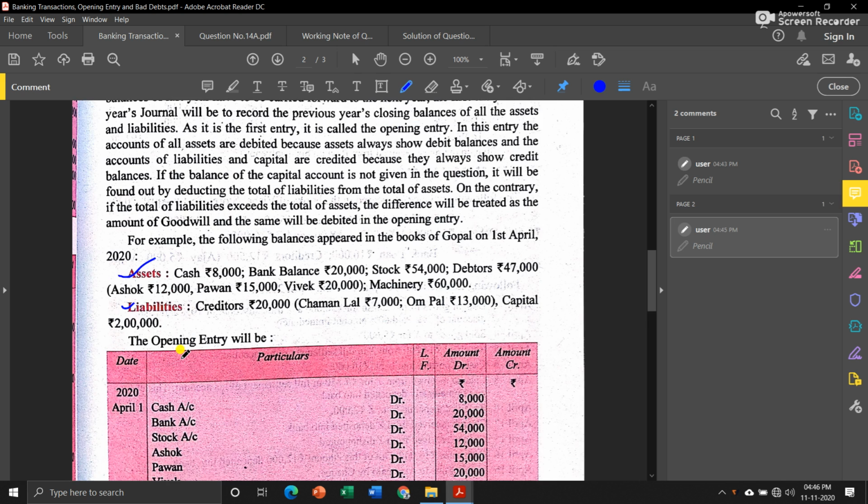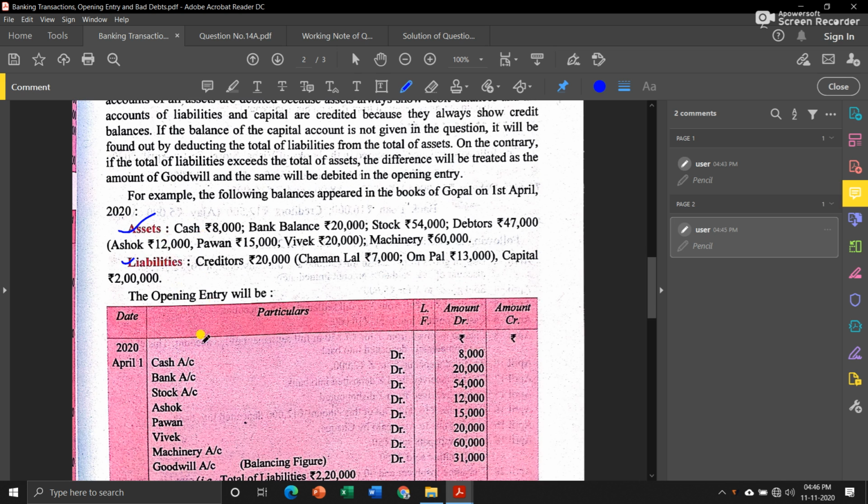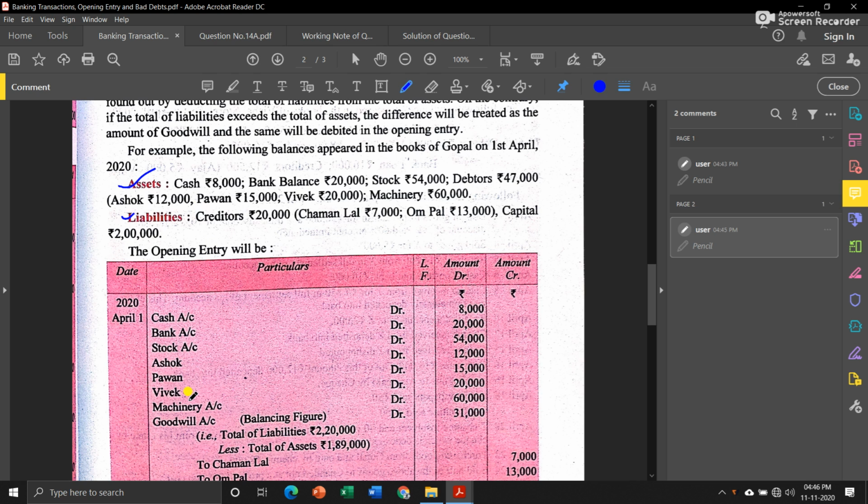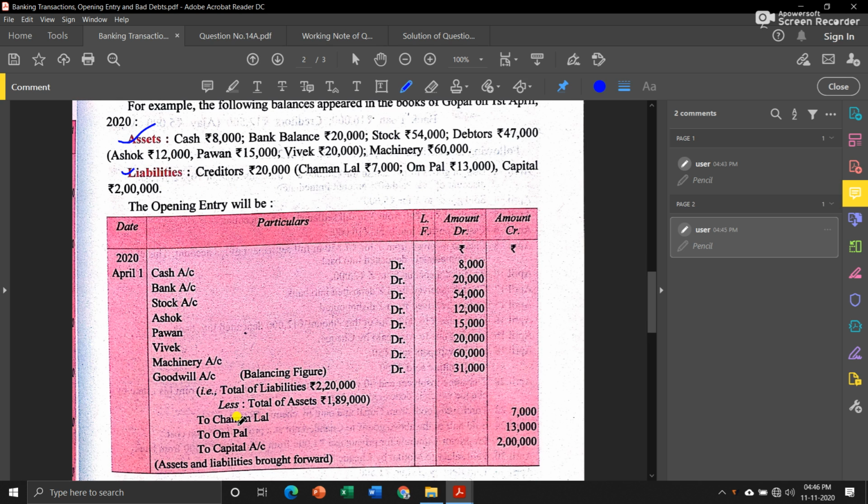Now, all the asset accounts like cash, bank, stock, Ashok, Pawan, Vivek, machinery account, all these assets will be written on the debit side, in the debit column. Then all the liabilities like creditors and capital, like Chamanlal, Ompal, capital account, we will write on the credit side. After writing all the assets and liabilities given in the question in our journal, we will find out the total of the debit amount and the total of the credit amount.